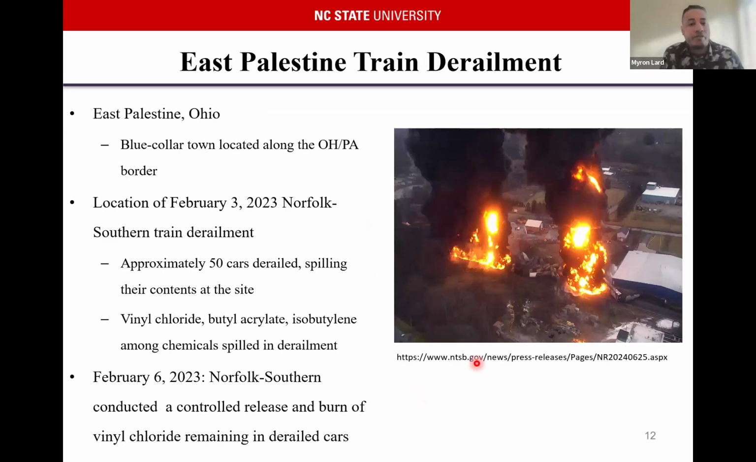So the two key sites that we focused on in this research, I'm going to talk to you first about East Palestine, the site of the train derailment that happened in February of 2023, where approximately 50 cars derailed, spilling the contents. Vinyl chloride, butyl acrylate, and isobutylene were among the chemicals that spilled. And then 3 days after the derailment, there was a decision made to do a vented burn of the remaining cars filled with vinyl chloride. And as you can see in this image, there were two very large fires and very significant smoke plumes that traveled outward from this combustion. So we wanted to determine what kind of impact this had on the surrounding area.